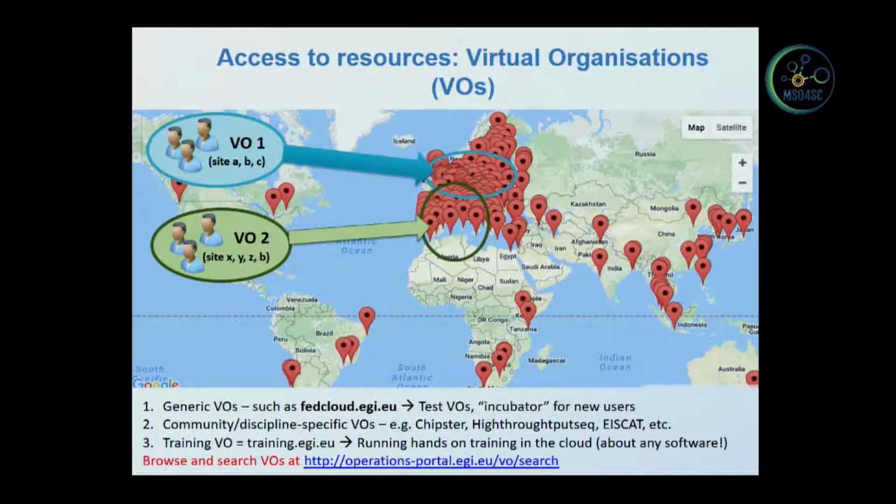And there is a training allocation that's open for running training courses. And here I included for you the link which you can browse to find a suitable VO from the existing ones. But of course there is possibility to set up a new VO if you don't find anything matching your needs. And here I just graphically present to you the main steps.